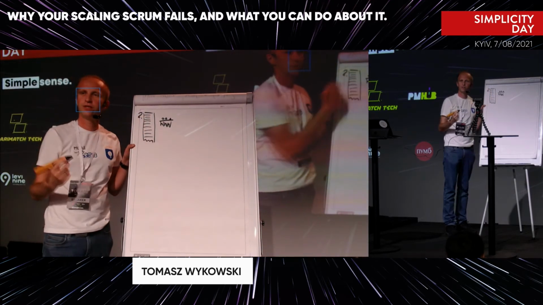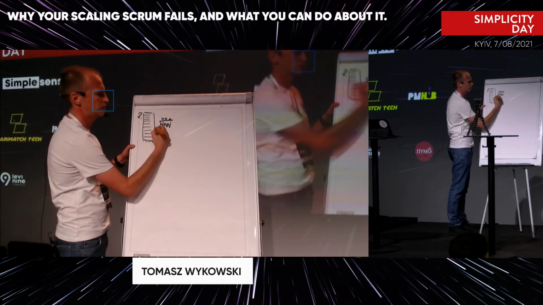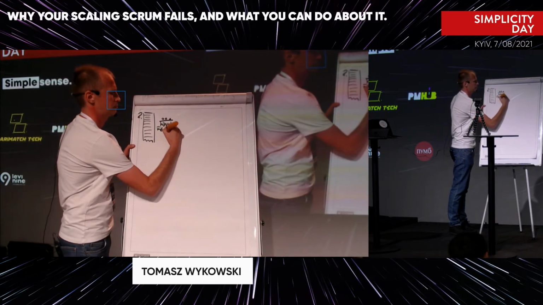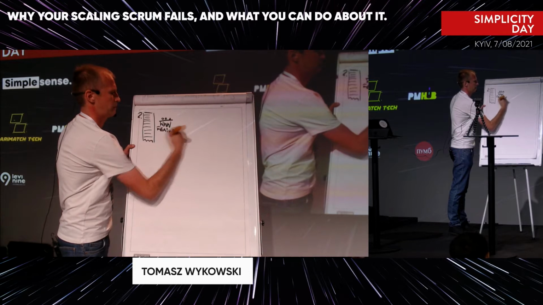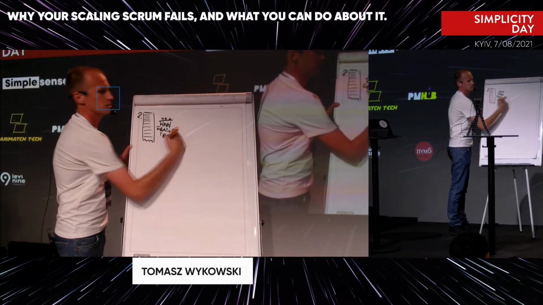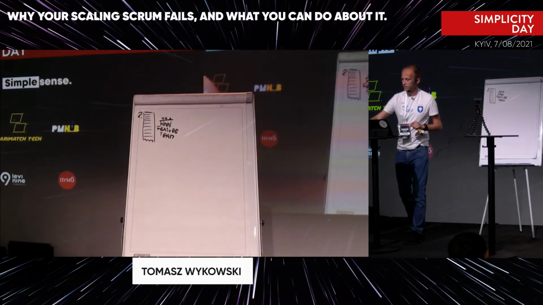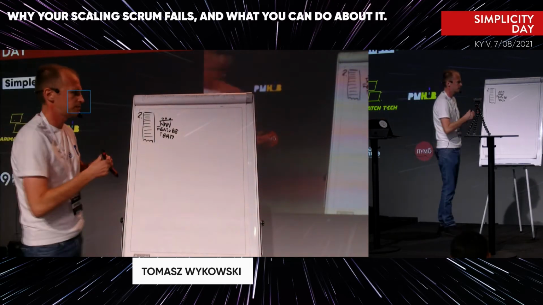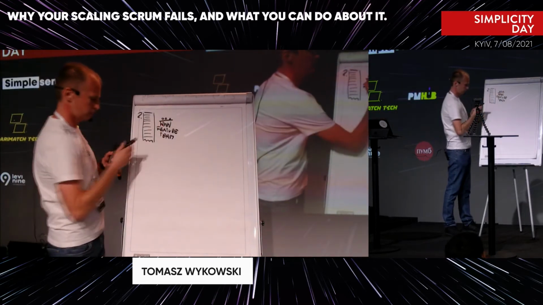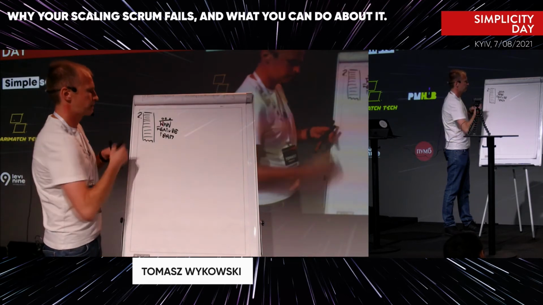So these are the features. These are not the components. This is the feature team. It consists of people with A, B, and C components knowledge. So we get the right people in the team.